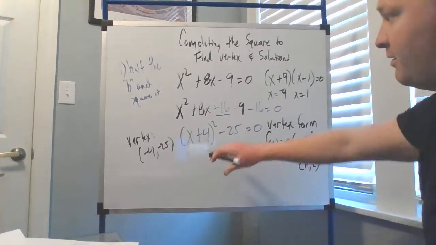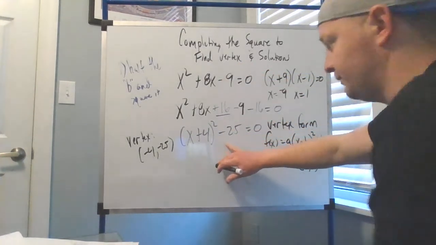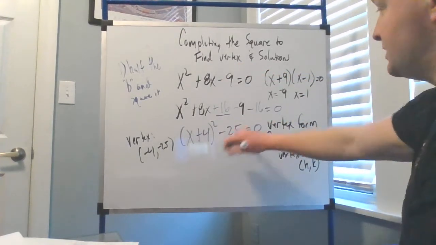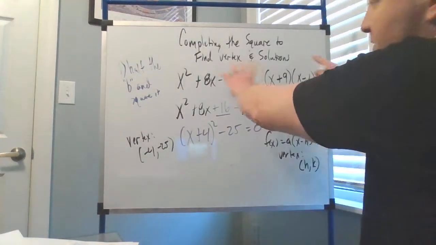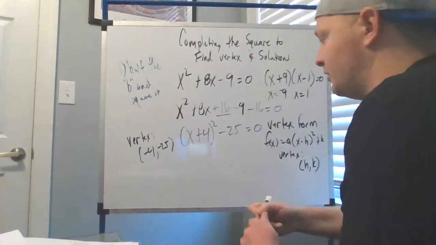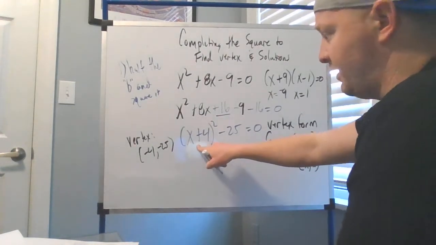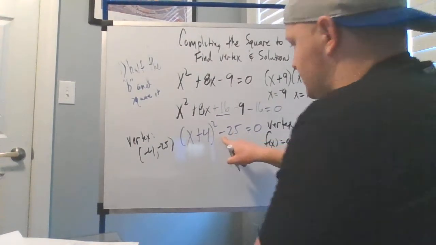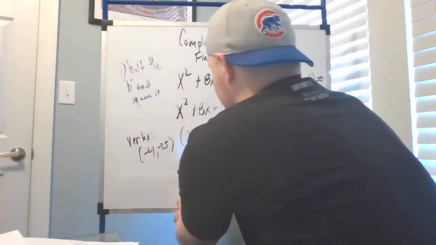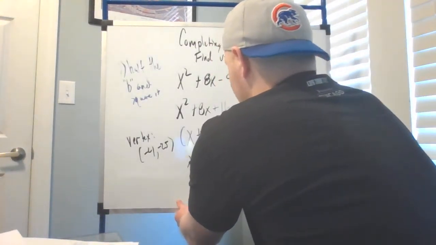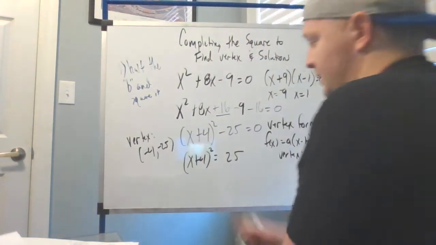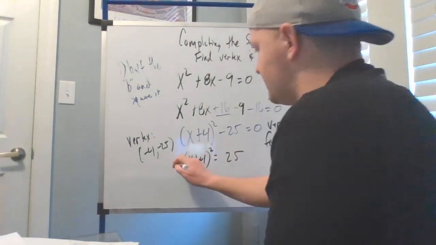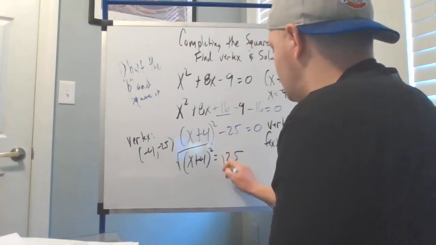But now that I found the vertex, I want to find the solution. And again, the solutions have to be equal to -9 and +1 to prove we did it correctly. Now you don't have to do this every single time, I'm just showing you so you know how to do this. So if I'm finding the solution, I gotta solve for x. So I'm gonna add 25 to both sides. x plus 4 squared equals 25. Now I just do the inverse of squaring something, so I take the square root.